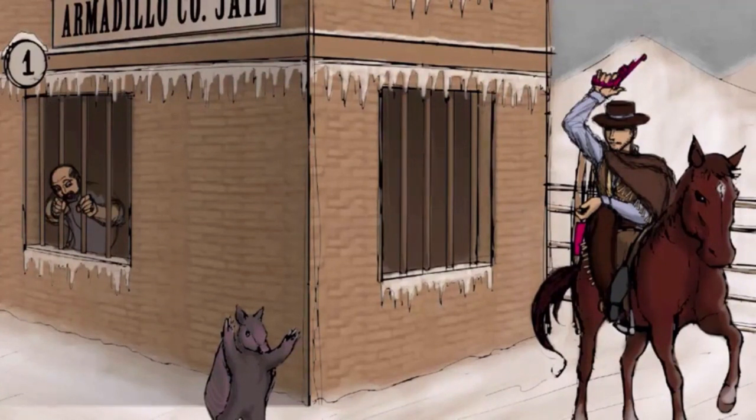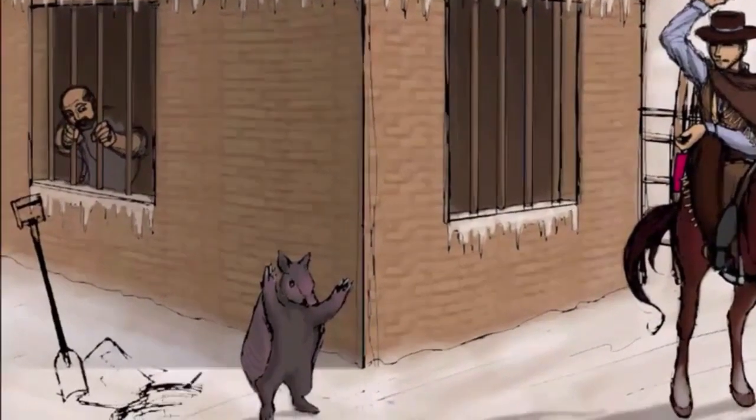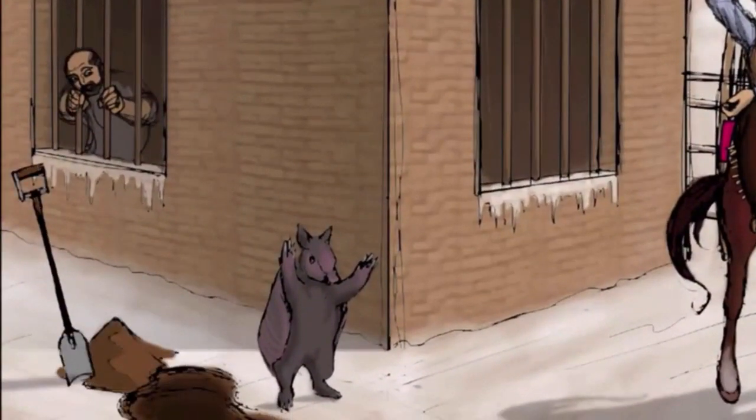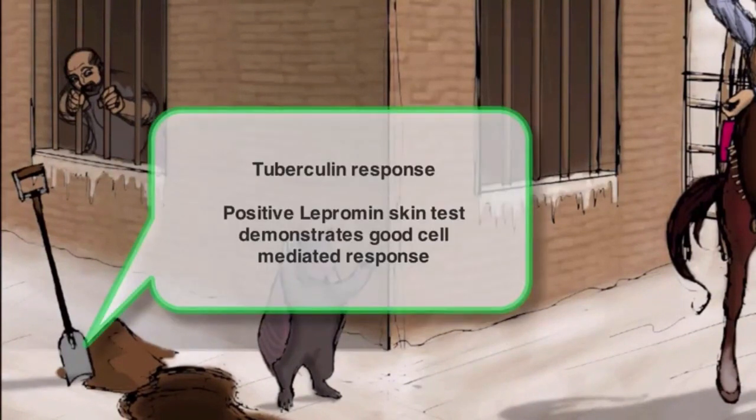And do you remember what symbol we used to demonstrate the skin test in TB? Yep, a shovel stuck into a mound of dirt, which is meant to look like a needle entering the dermis and the resulting wheal that forms. So we've thrown it in again down here. A positive Lepramin test means that a patient's cell-mediated immune response is intact and able to effectively fight the bacteria.